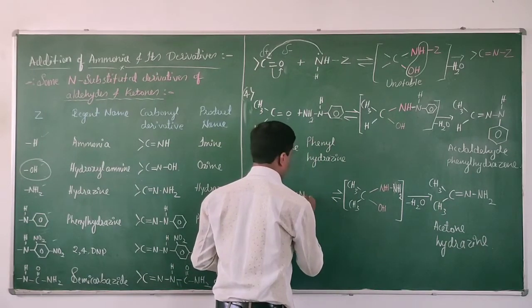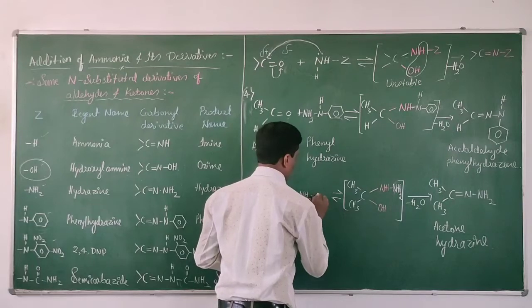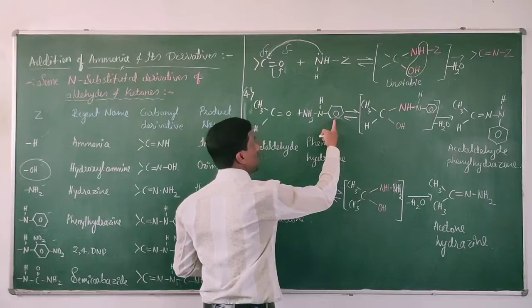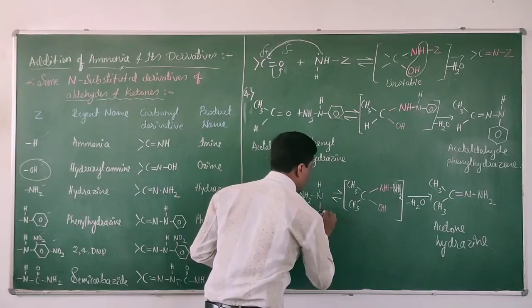NH2, NH. The benzene ring can be written like this also, C6H5.